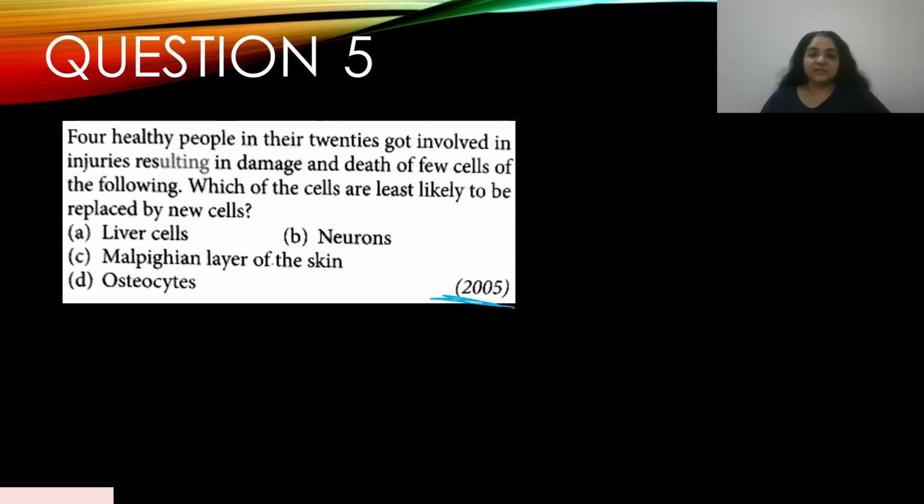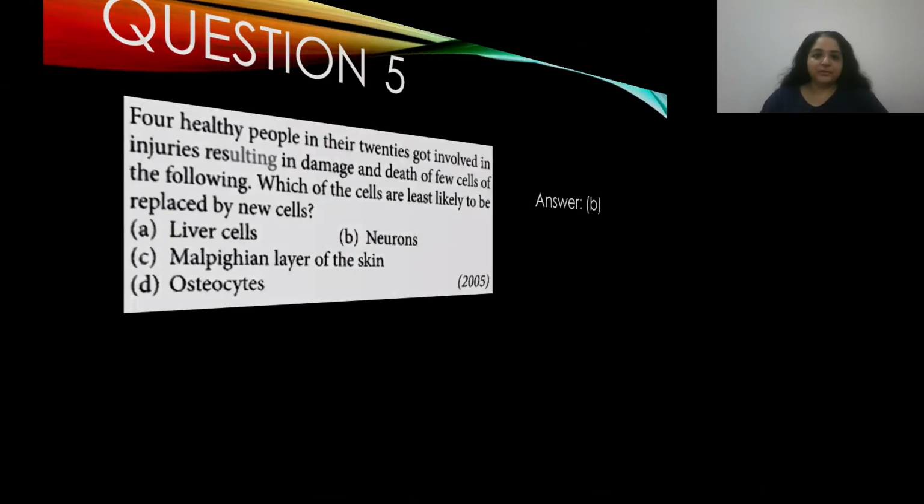Okay, so which of the cells are least likely to be replaced by new cells? You have A. Liver cells, B. Neurons, C. Malpighian layer of the skin, D. Osteocytes. So least likely is definitely neuron. Neuron is very difficult to regenerate. It does not regenerate. But the others, A, C, and D, they have a tendency to regenerate. So least likely to be replaced by new cells is neuron. Yeah. So the answer is B.